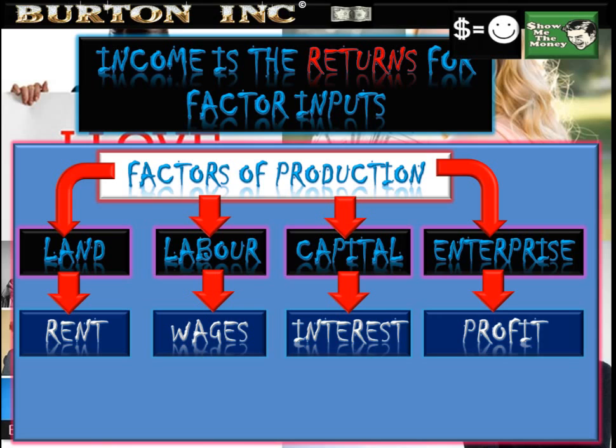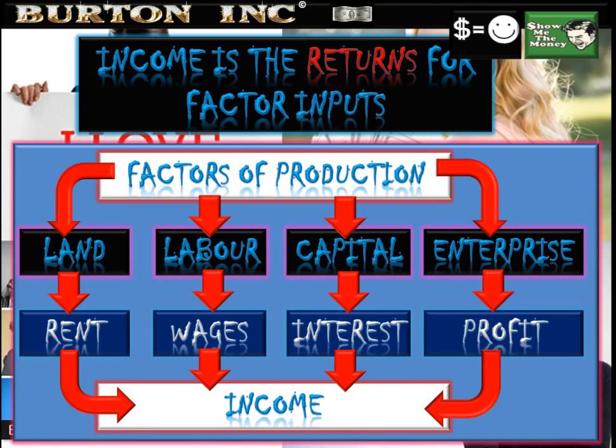So the income associated with land is rent, with labour is wages, interest is associated with the use of capital factor production, and enterprise will lead to the return of profit. So rent, wages, interest and profit are all classified as types of income.